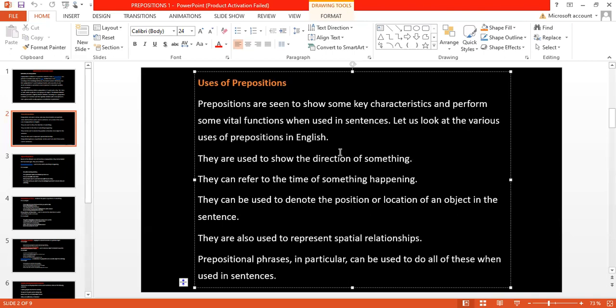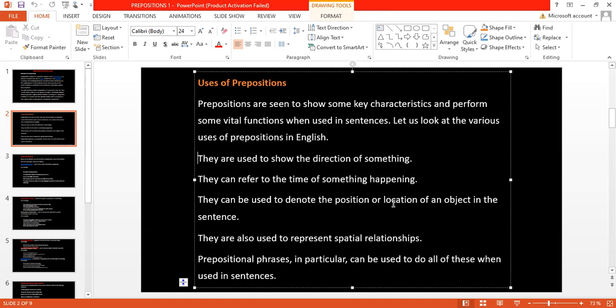All right. So I've mentioned that number one, prepositions are used to show direction. Number two, they are used to show time. Number three, they are used to denote position or location of an object in a sentence. Number four, they are used to represent spatial relationships. And I've talked about what spatial relationship means. It means the period, the time, the space where something is located, or the relationship that is being shared by objects, by entities. It could be an inanimate object you're referring to in a sentence.